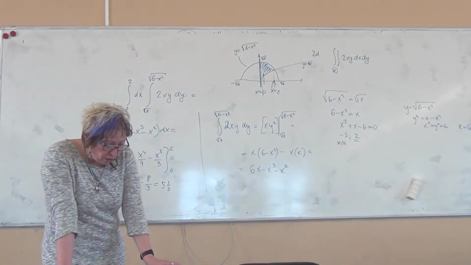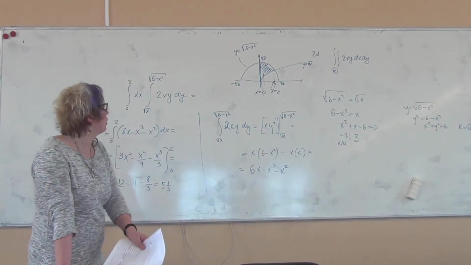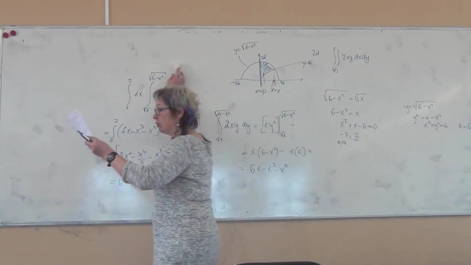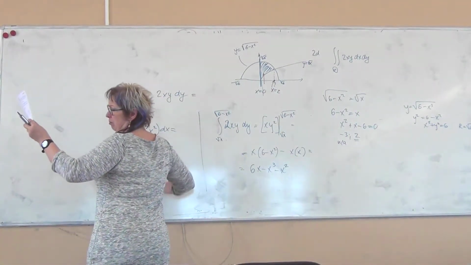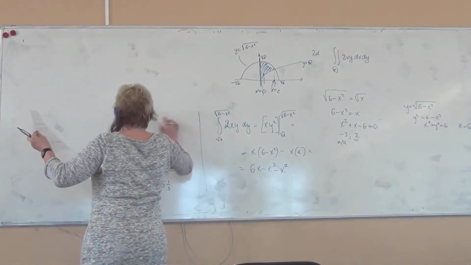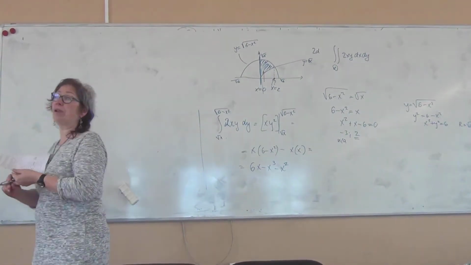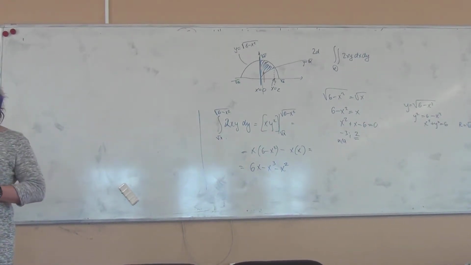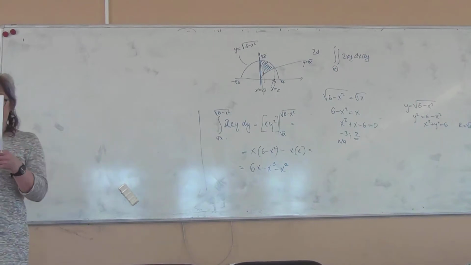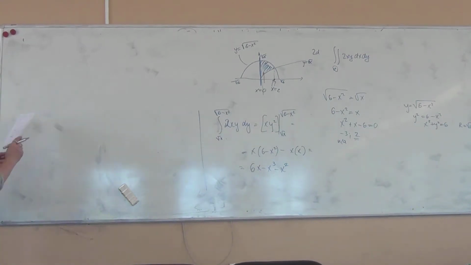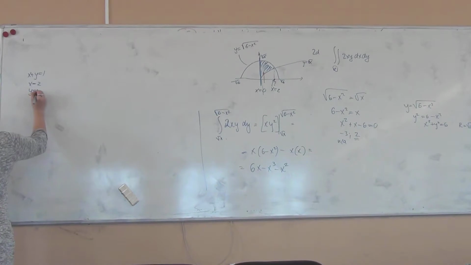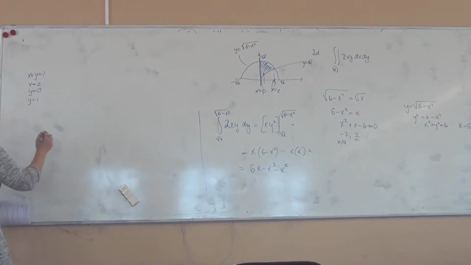So we can do C before we move on to polar coordinates. It's still simple. So for C, let's simply write the iterated integral, and then you can integrate it whenever you like. So x plus y is 1, x is 2, y is 0, y is 1.